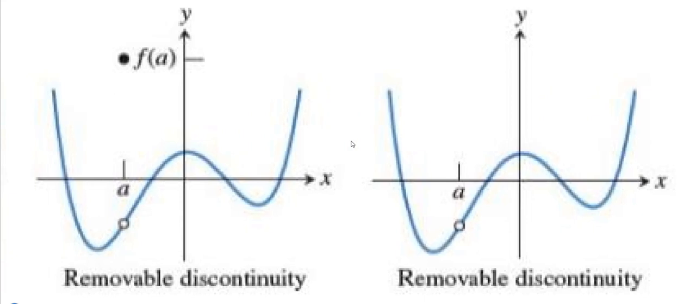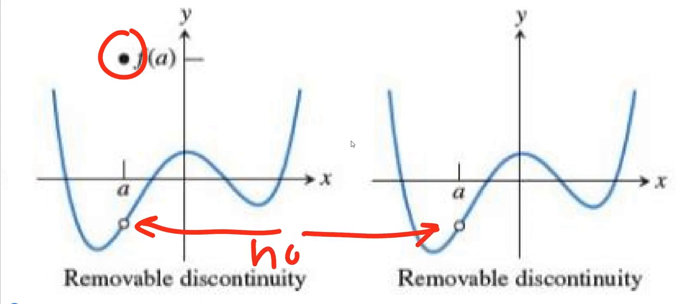Now, these other two right here are both called removable discontinuities. But you're going to notice that in the one on the left, there is a point way up here. Now, both of these graphs have a hole in them, a missing value. Do you think that your graphing calculator is good enough to show you the missing value?